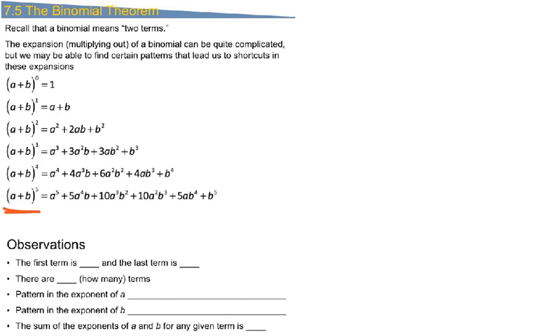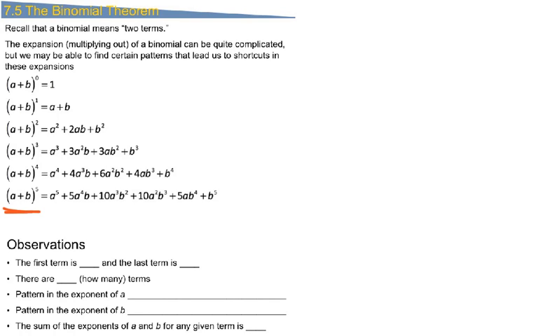If we take a look at the pattern, (a + b) to the 0 is not a good way to start, but (a + b) to the 1, notice that the exponents on a and b are both 1. (a + b) to the 2, we've got a squared and b squared on the outsides, and so on and so on. Those exponents continue on.